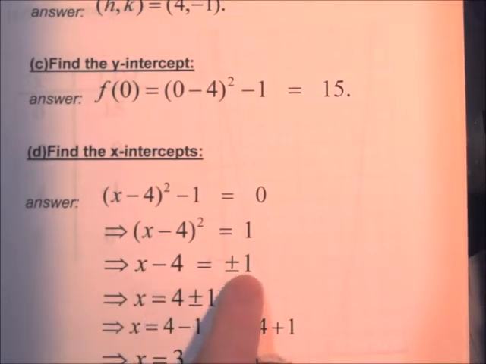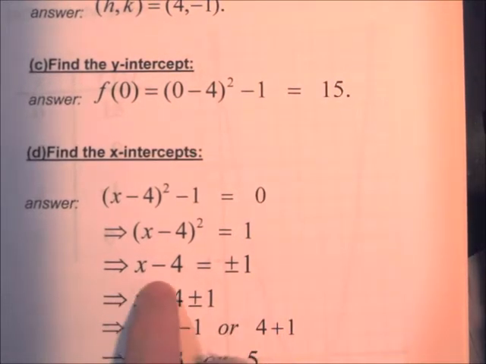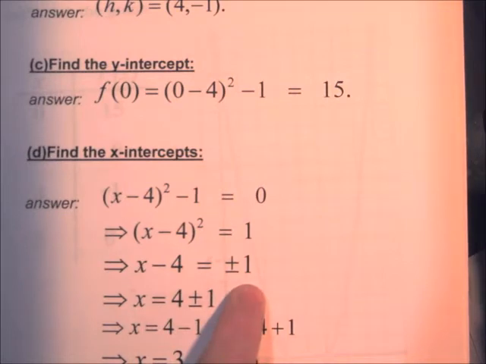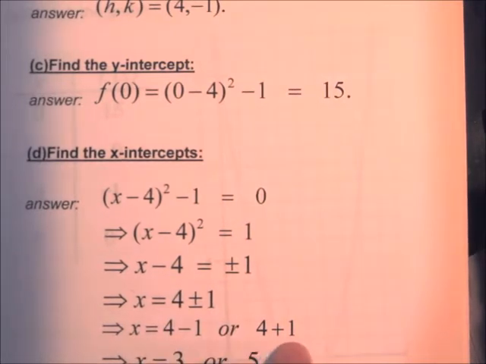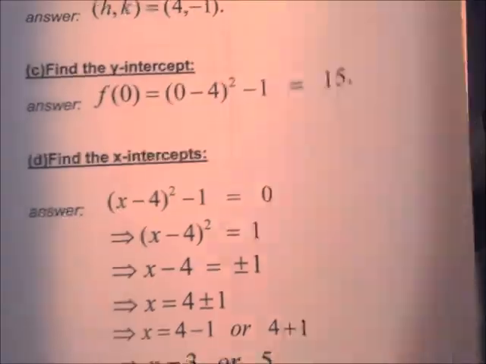Take the square root. Well, 1 has two square roots, either positive 1 or negative 1. So you have x - 4 equals plus or minus 1. And then add 4 to both sides to isolate the x. x equals 4 plus or minus 1. And then split up the plus or minus. x is equal to 4 minus 1 or 4 plus 1. 4 minus 1 is 3. 4 plus 1 is 5. And now we can sketch the graph.